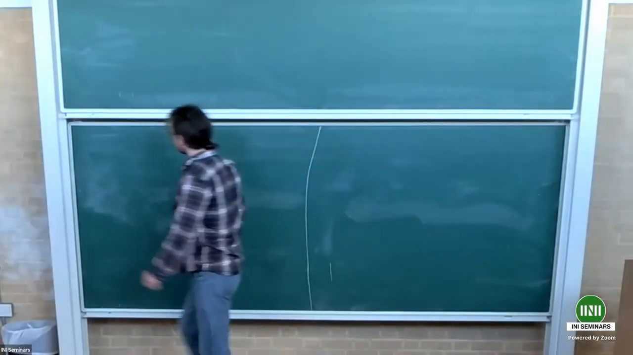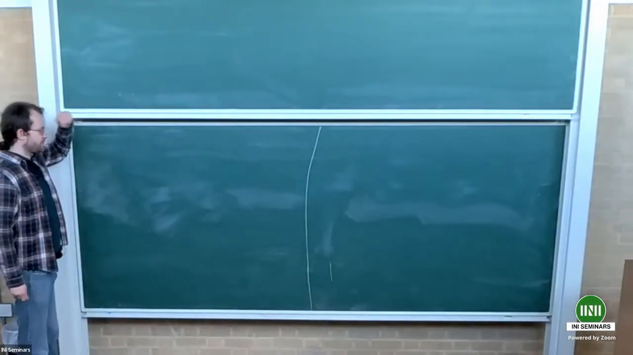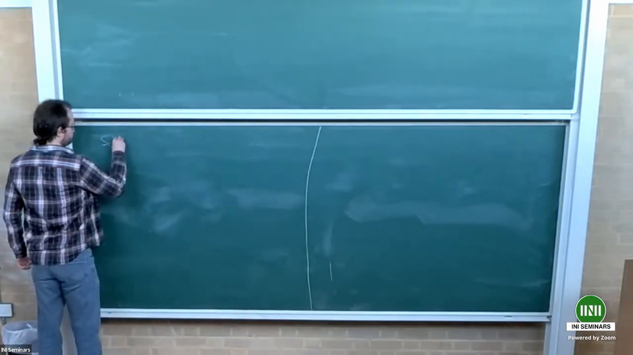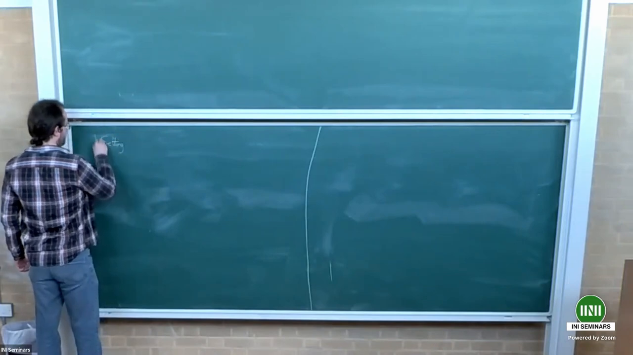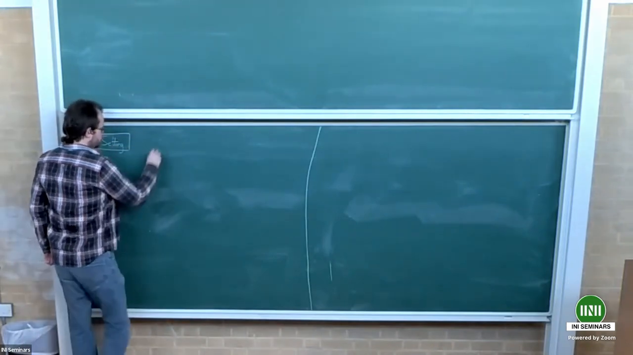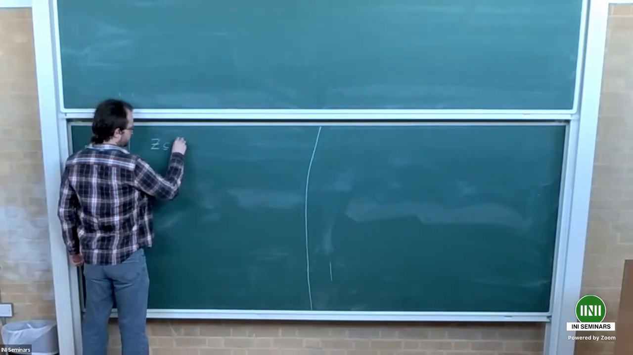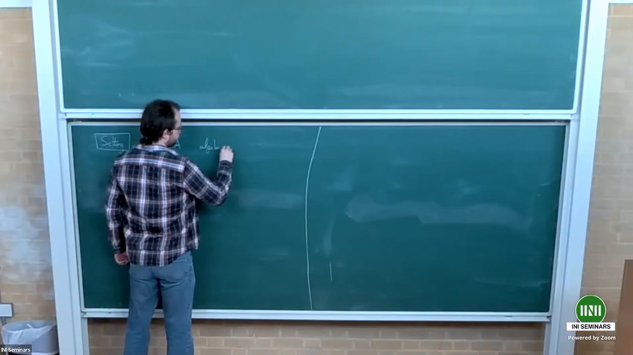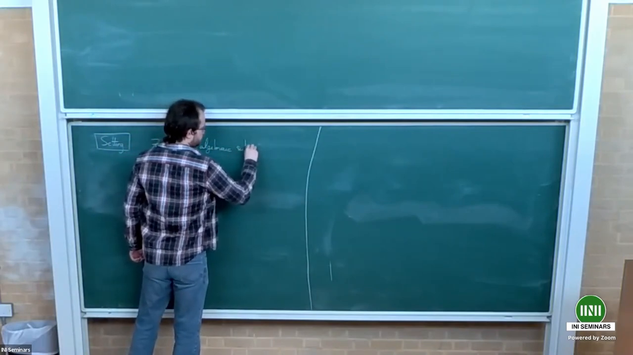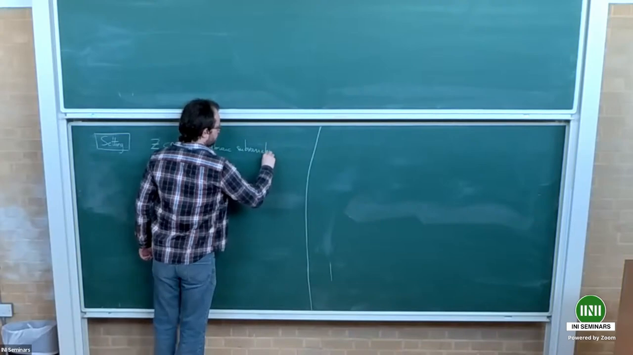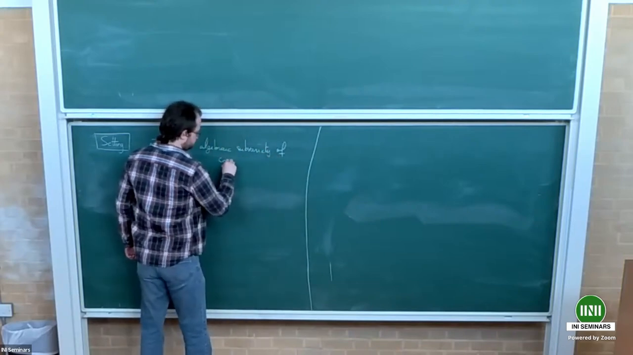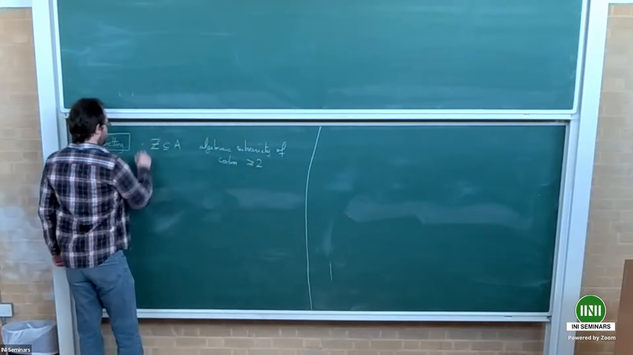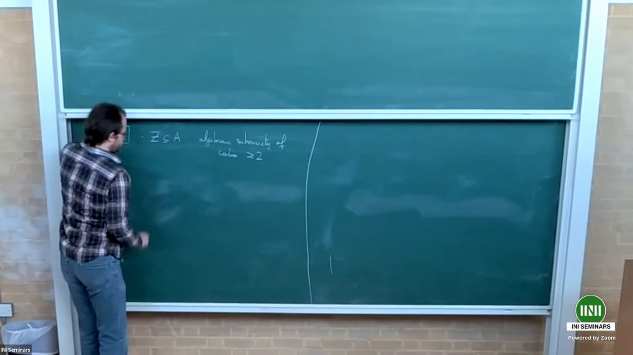Thank you. So maybe I should start by recalling what I was saying yesterday. So the setting was as follows. So I take inside A, say an algebraic subvariety Z of codimension higher than 2. And A, of course, is an Abelian variety.